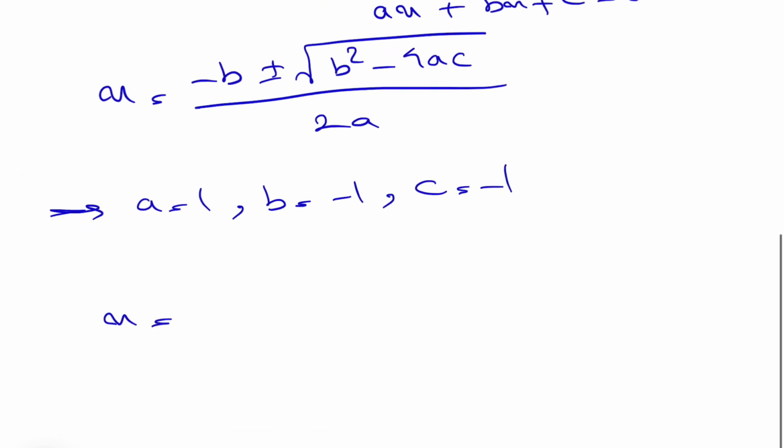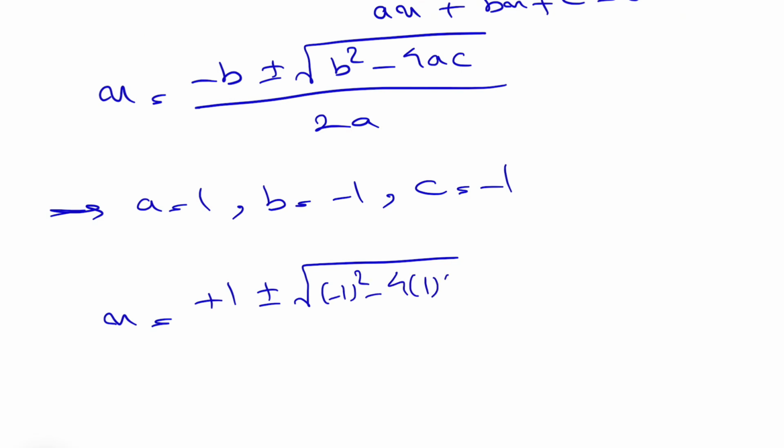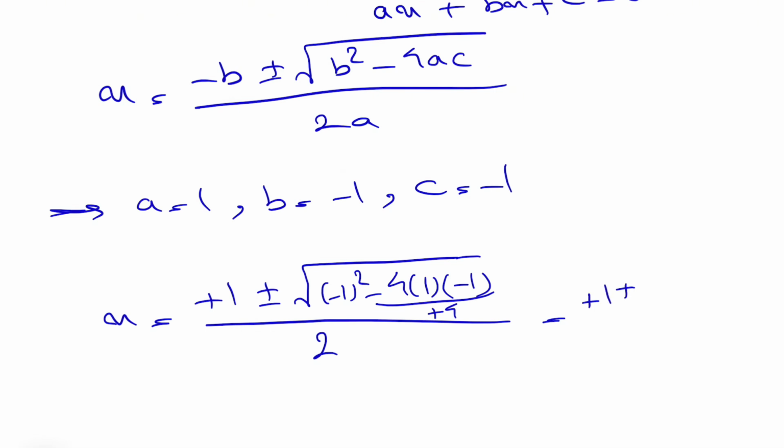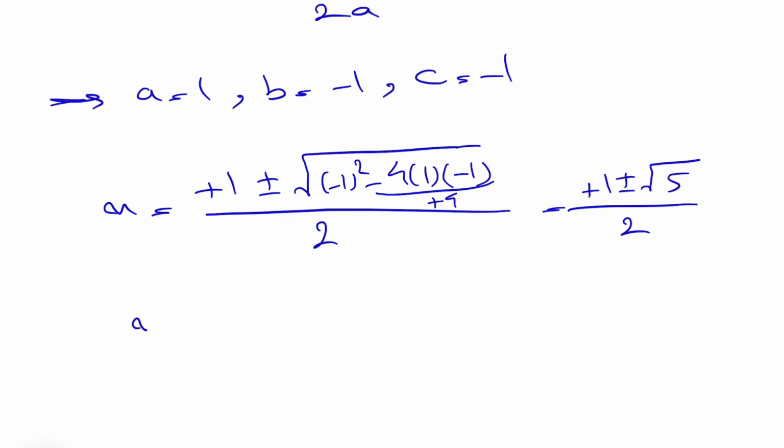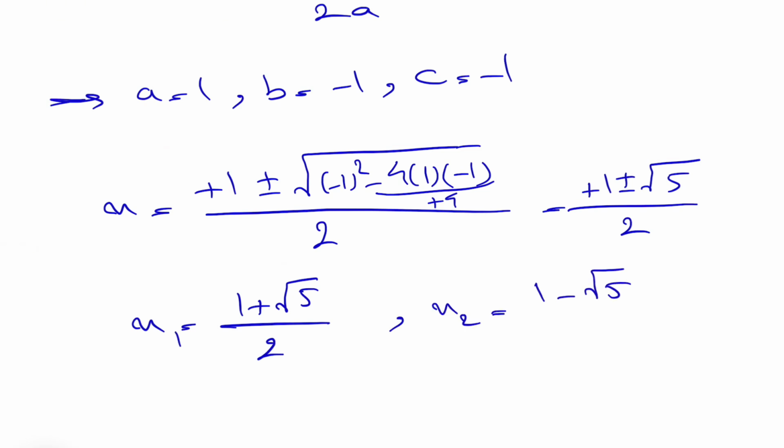So we can find our x. x will be minus b, which is minus minus 1, so we'll get a plus 1, plus or minus the square root of b squared minus 4 times a times c, divided by 2 times a, or 2. This will be plus 4 plus 1. That means we have 1 plus or minus the square root of 5 divided by 2, and one of our x will be 1 plus square root of 5 divided by 2, and the other x would be 1 minus square root of 5 divided by 2.